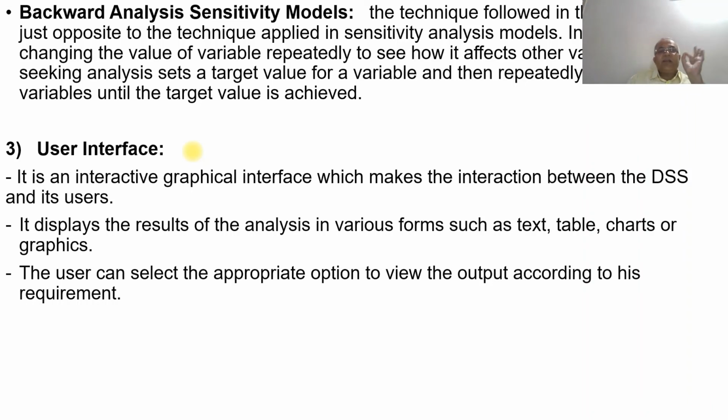Next comes the user interface. It is an interactive graphical interface which makes the interaction between the DSS and its users. It displays the results of analysis in various forms such as text, a table, a chart, or graphics. So this is how the user interface takes place between the DSS and its users. The user can select the appropriate option to view the output according to his requirement. That means the data is available in the software, so whichever data you want, you pick that and get the output of that.